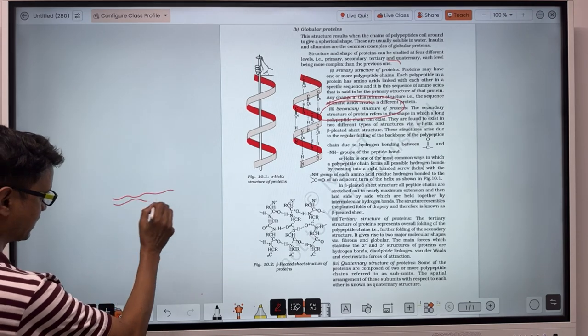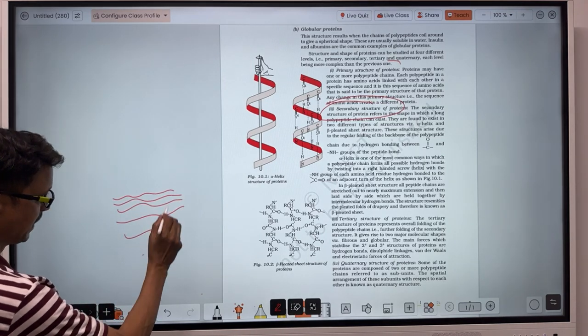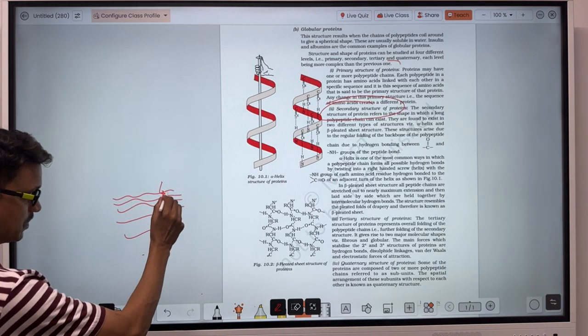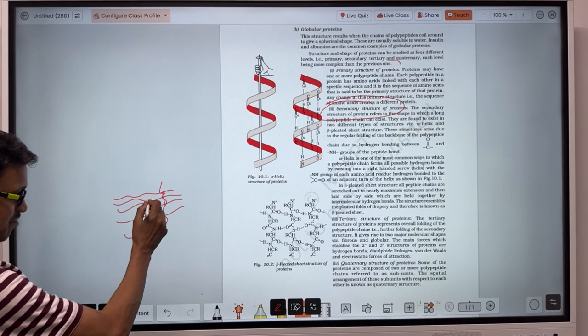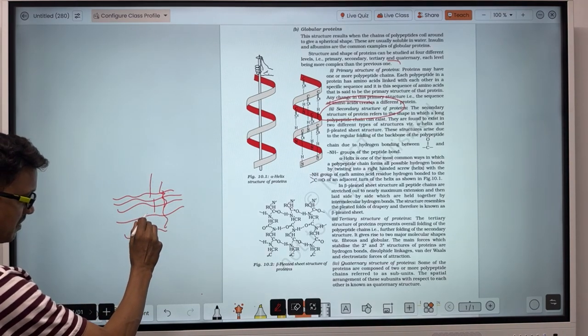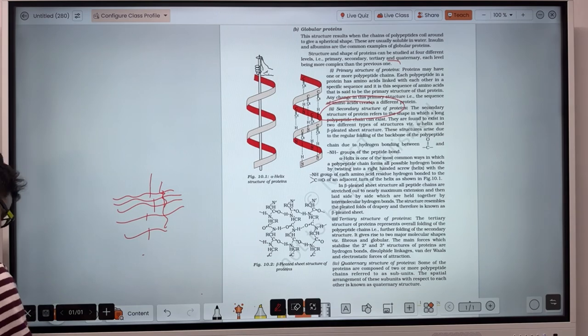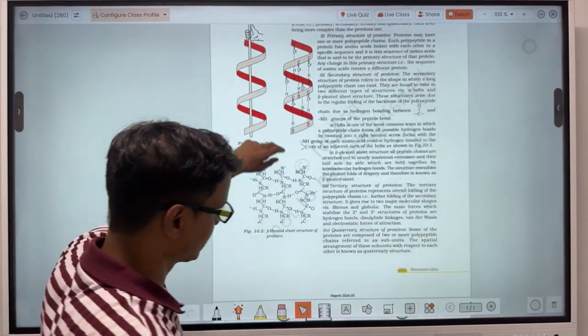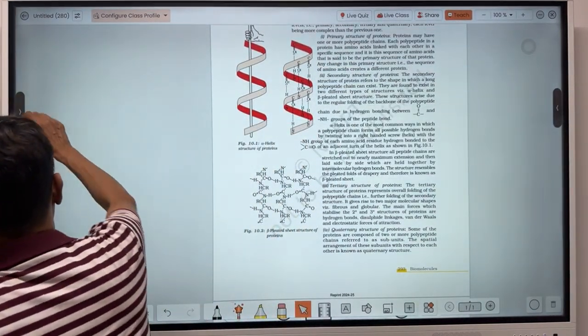Suppose in the middle it is like this one. If you have to take out this portion, you will have to bite, and very easily you can separate this portion, this portion, this portion. Okay, that was about the quaternary structure of protein.